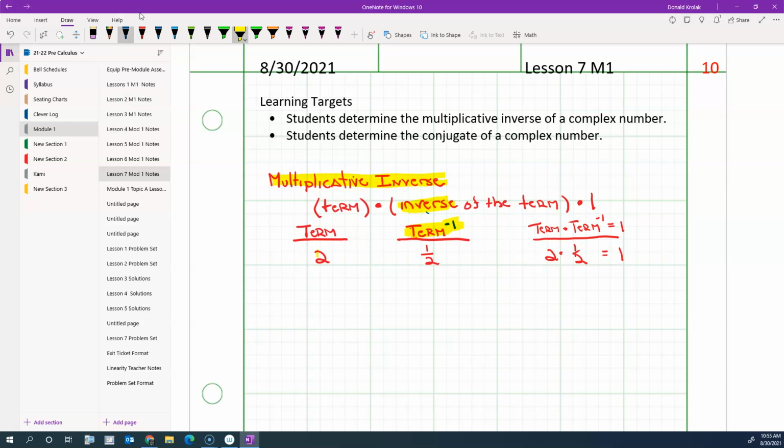All right, what if you had something like 2/3? 3/2 is going to make it 1. So this would be 3/2. All right, 1/5. 5/1. Yeah, when I multiply them, I get 1. So pretty easy.